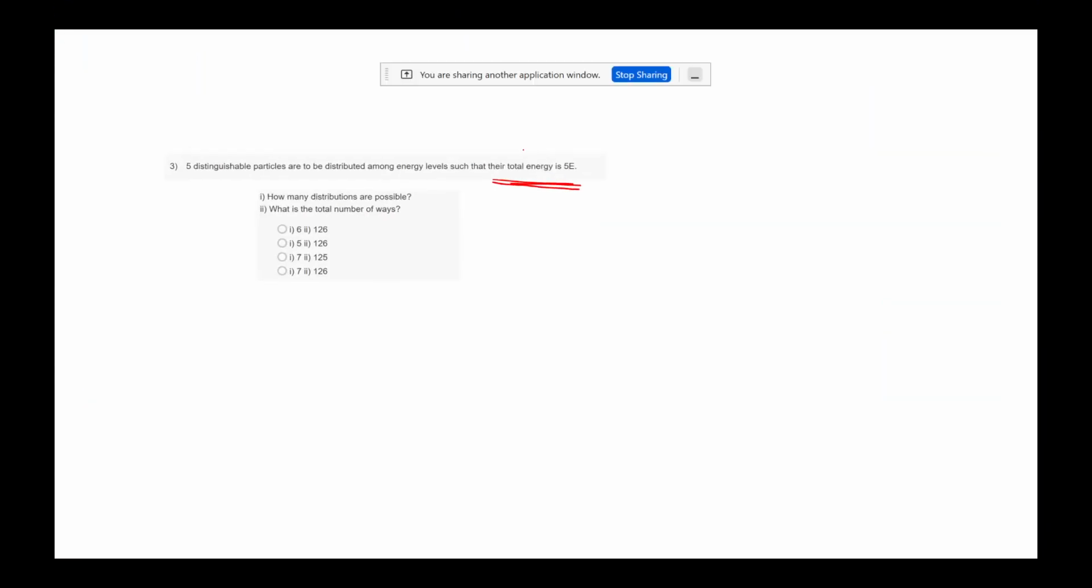So let's write the distributions first. Here we need to do it physically, otherwise it is a bit tricky. Yes, a bit tricky. Distributions will be: you said one particle is in 5e and the other 4 should be in 0, because the total energy should be 5e. Yes.